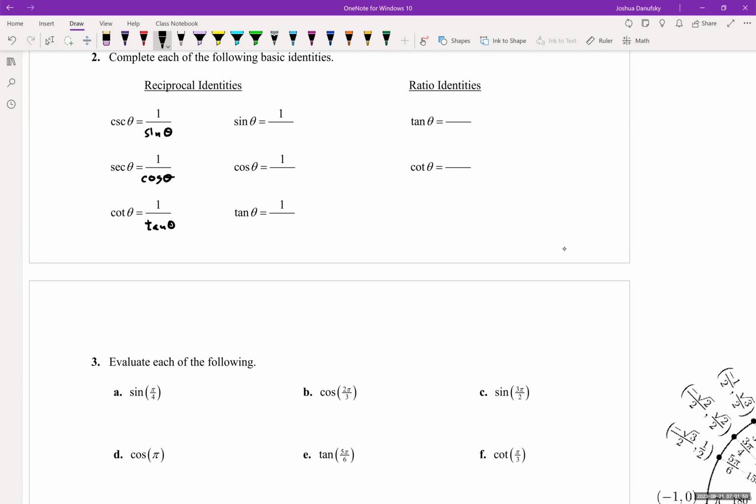And then to the right here, you have all the same ones, just written a little differently, right? So here we have secant, and here we have cotangent. And then from there, we have the ratio identities. Tangent of theta is sine over cosine, and cotangent is cosine over sine.